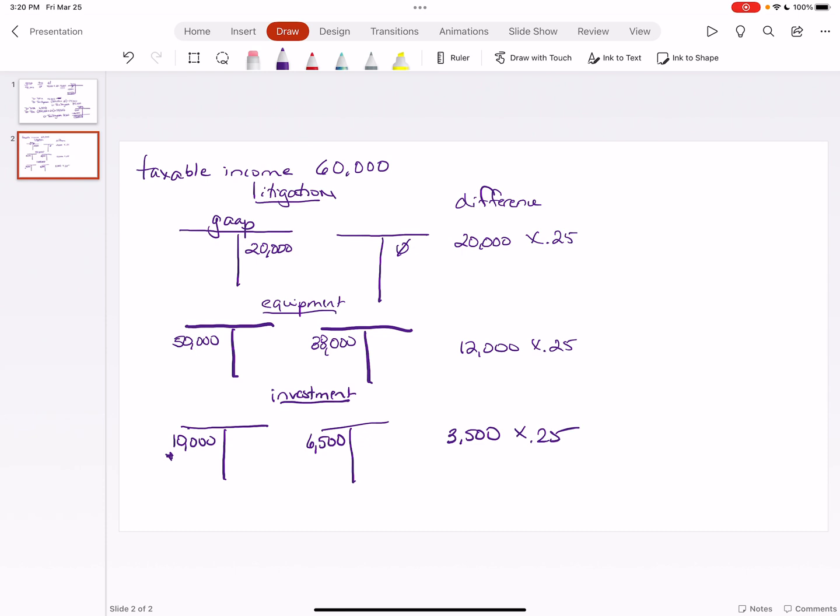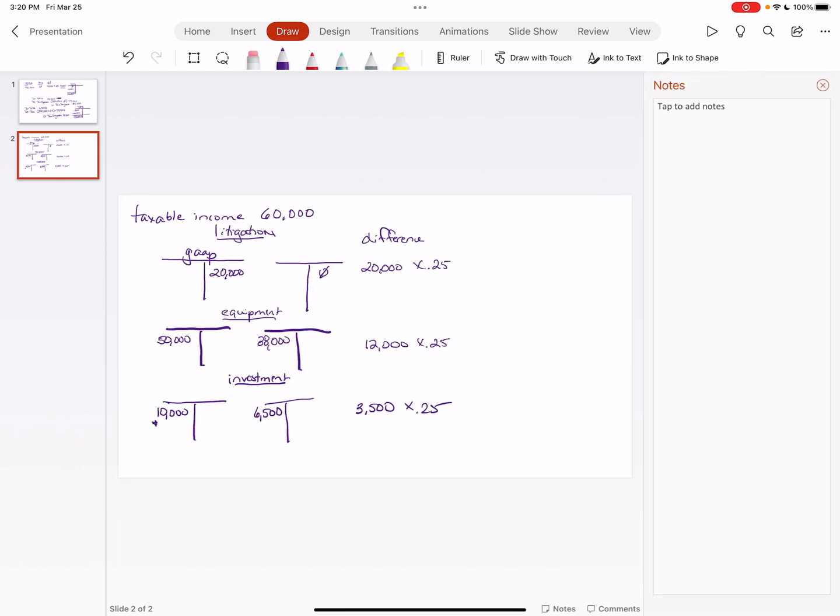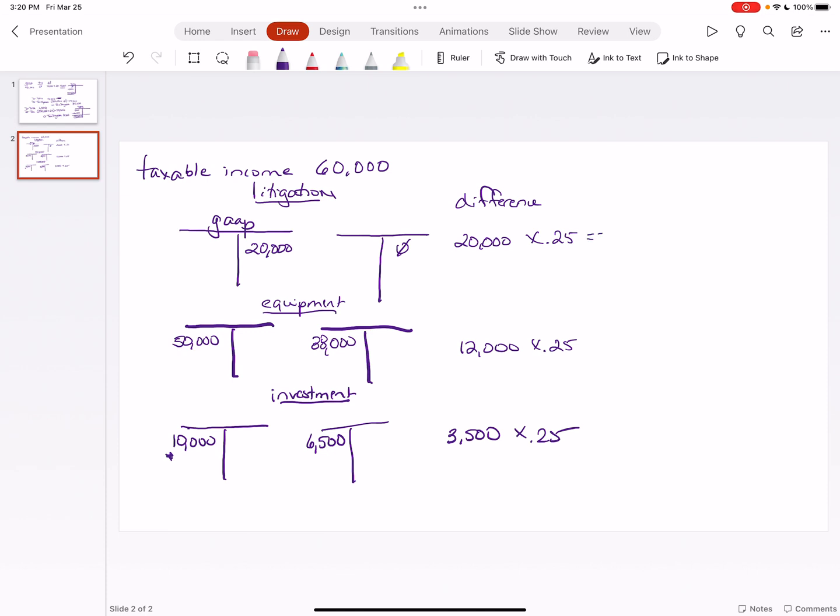All right, let me do that math really quickly. Okay, so for the $20,000, that's going to be $5,000. For the $12,000, that's going to be $3,000. And for the $3,500, that's going to be $875. Okay, so now we know.